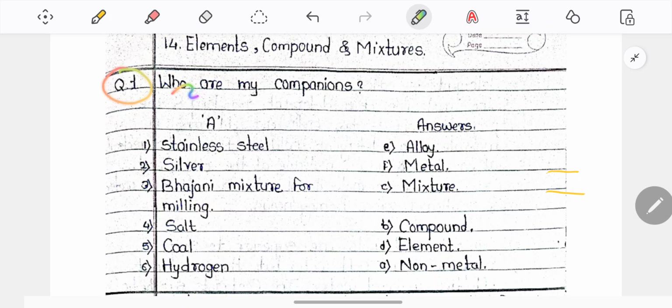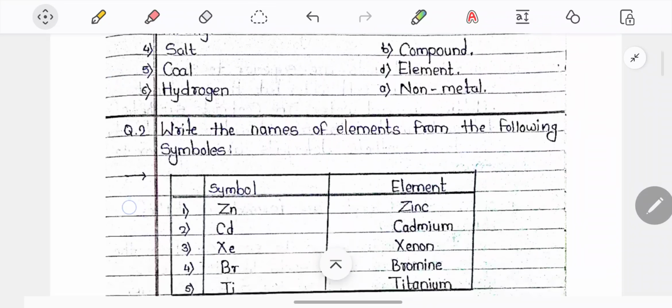Question number 1: Match the components. Here is column 1 and column 2: stainless steel, alloy; silver, metal; bhajni, mixture for milling, it is a mixture; salt, it's a compound; coal is an element, and hydrogen is a non-metal. Okay, let's move to the second question.